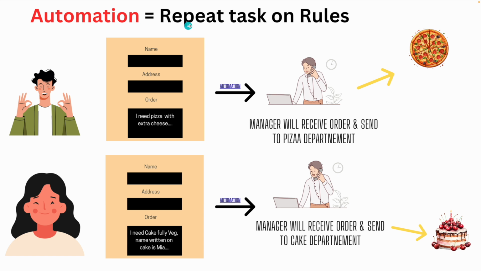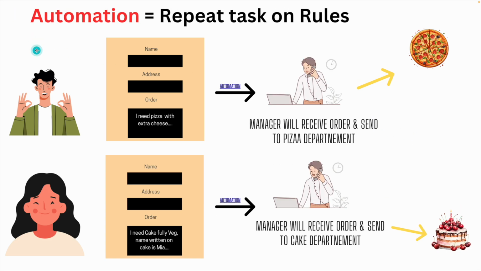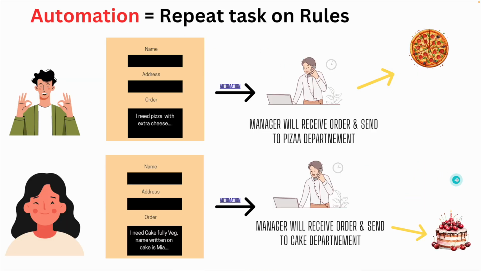So automation just repeats tasks based on rules. The rule says that once the order is placed through the form, it will go to the bakery shop, and the manager will see the message. This is the simple automation which is set. Now let's compare that with the AI agent.